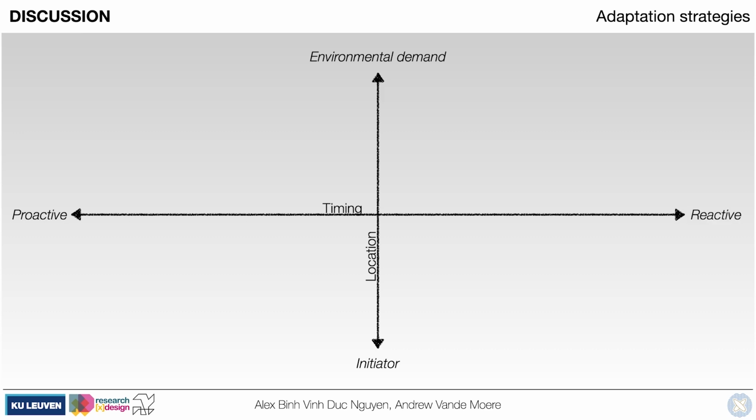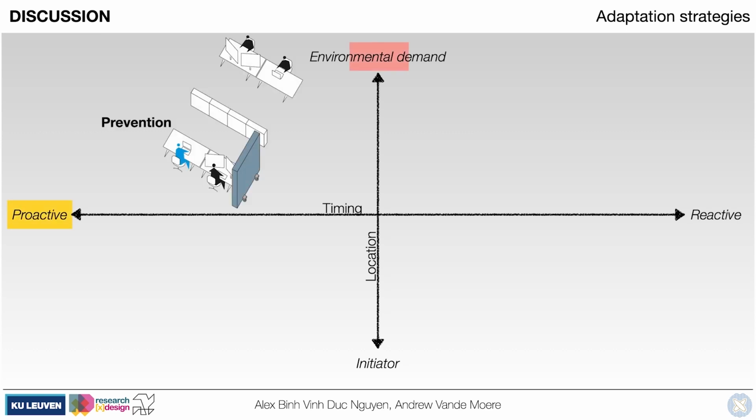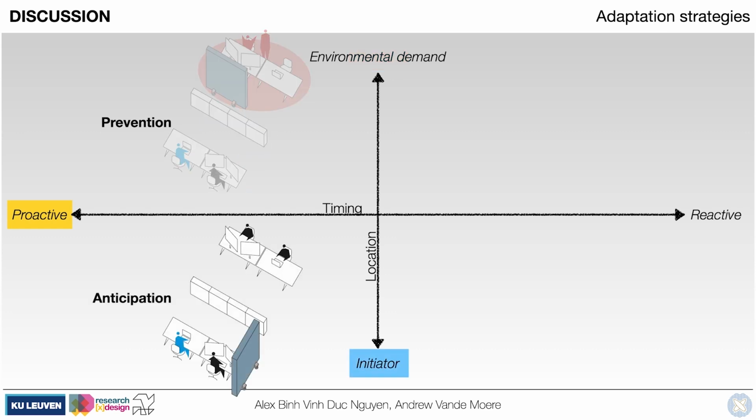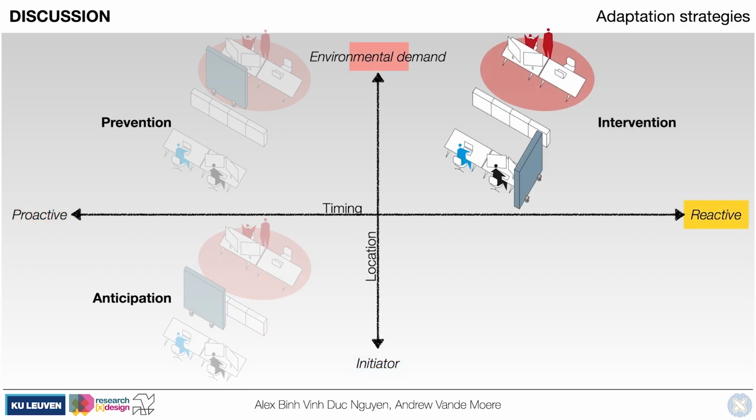Based on these 2 axes, we defined 4 distinct spatiotemporal adaptation strategies. The first strategy is prevention, which involves initiating an adaptation proactively at the location of the environmental demand to reduce its likelihood of occurrence. The second strategy is anticipation, which involves initiating an adaptation proactively around the location of the initiator, so that its environmental resource is sufficiently improved to cope with a future demand. The intervention strategy involves initiating an adaptation reactively around the location of an ongoing demand, so as to reduce its severity or even disrupt its occurrence.